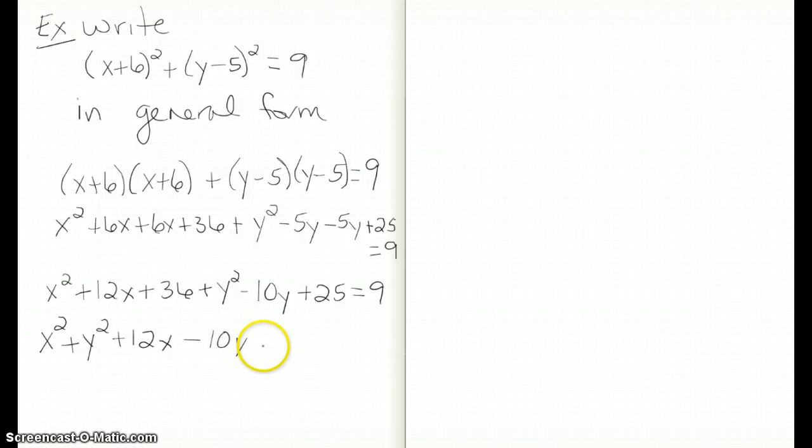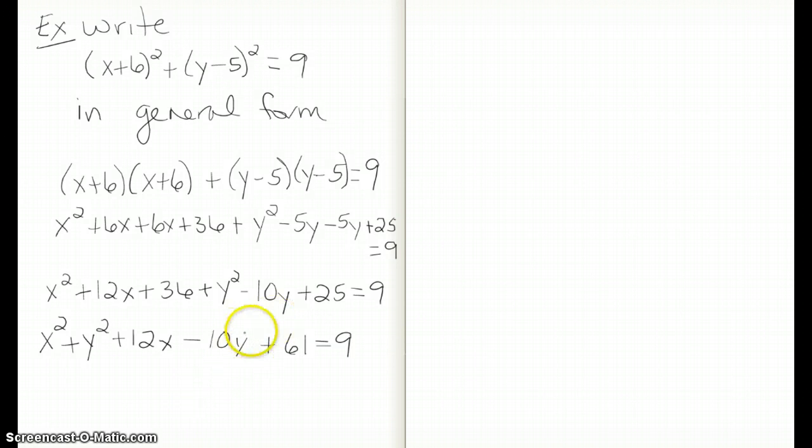Then remember from our general form, the next term was a constant. Are there any constants on this left side? There's a 36 and a 25. Well, 36 and 25 combine to be 61, and that equals 9. All I've done to write this left side is reorder the things that were already there: x squared, y squared, 12x, minus 10y, and 36 and 25 is 61.